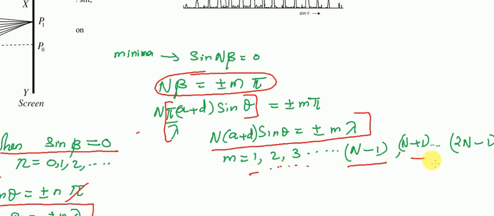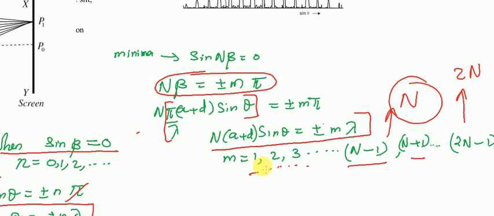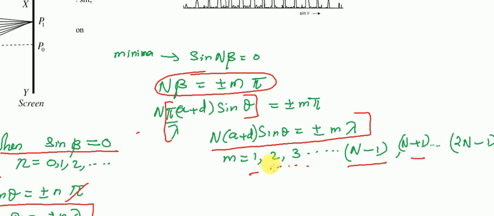m takes values n minus 1, n plus 1, and so on. There is no n; n is omitted. Similarly, 2n is omitted, and similarly, 0 is omitted. Similarly, 3n is omitted. These positions are not there because those positions correspond to the 0 or the different order principal maxima. That is why 0 is not there, n is not there, 2n is not there. So minima occur when m equal to 1, 2, 3, etc., n minus 1, n plus 1, etc.